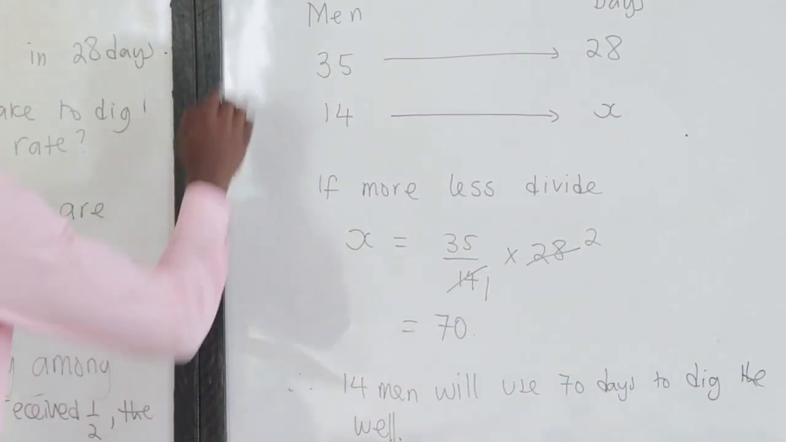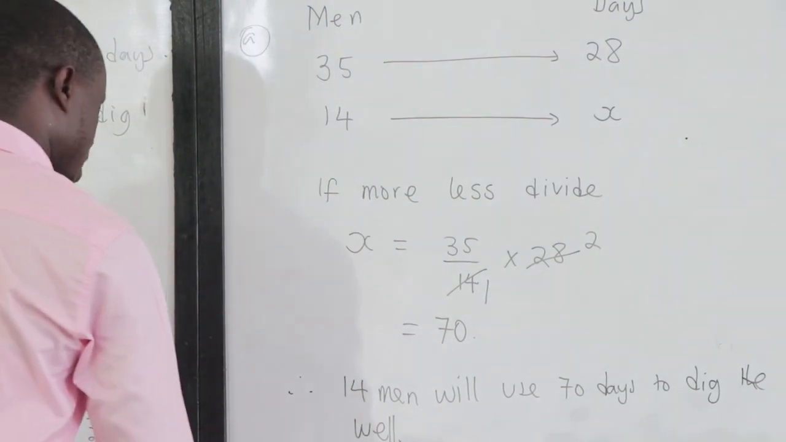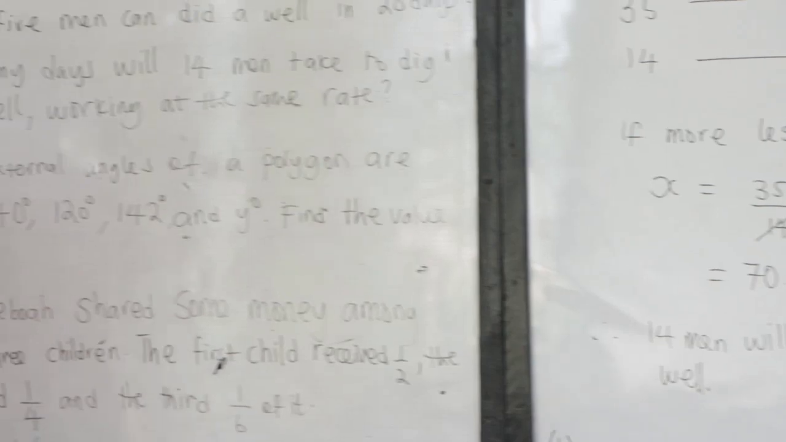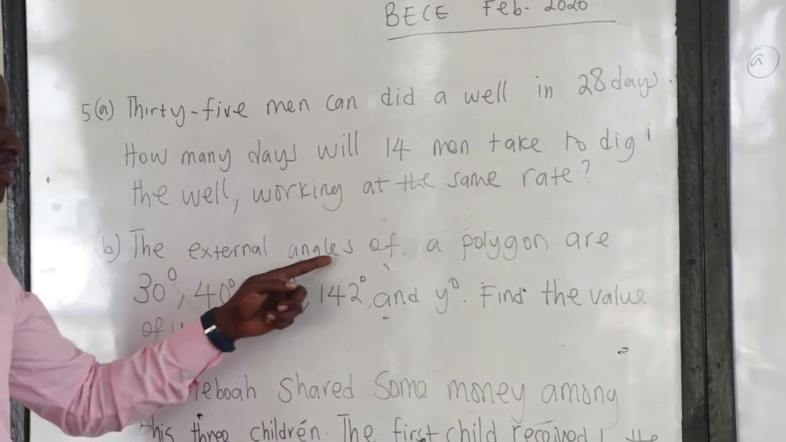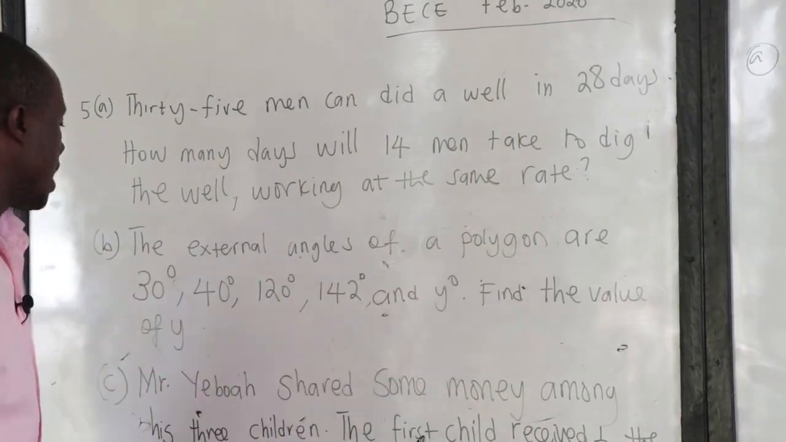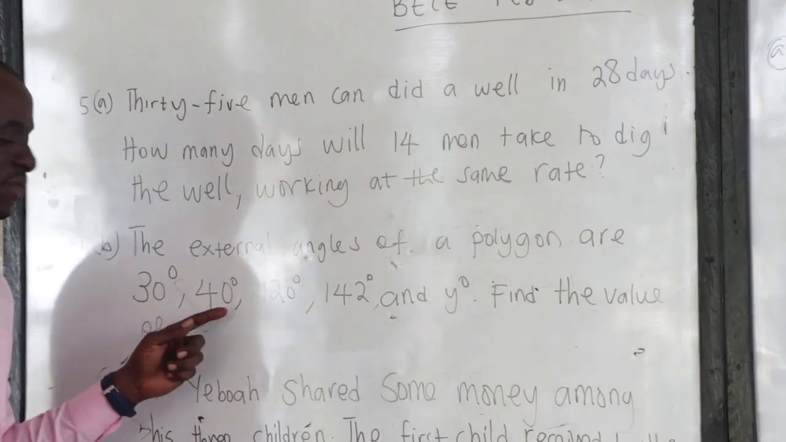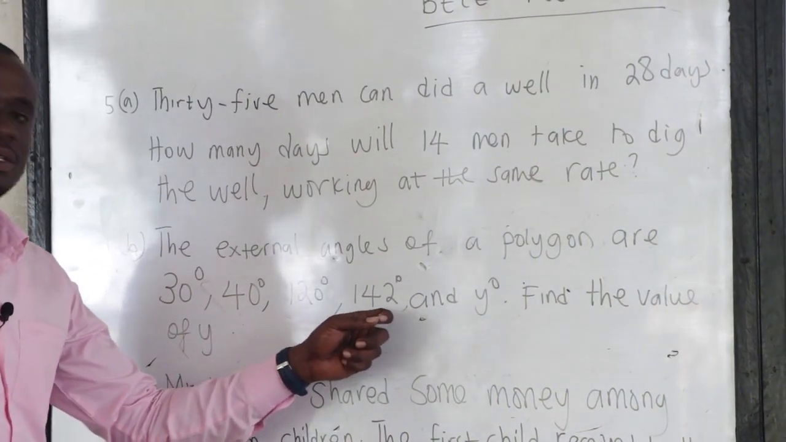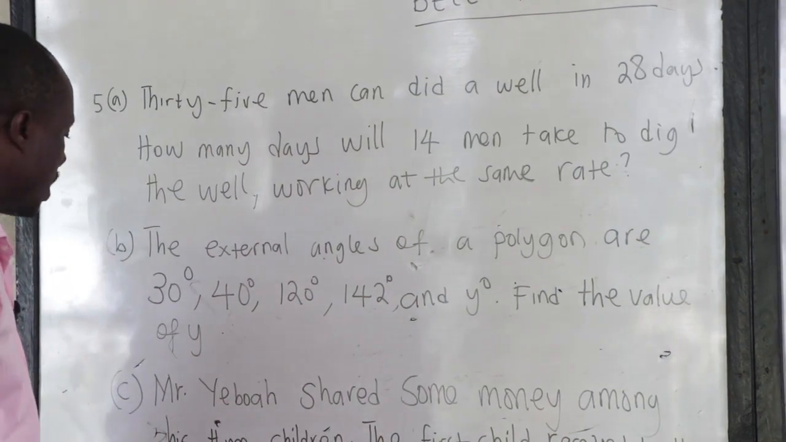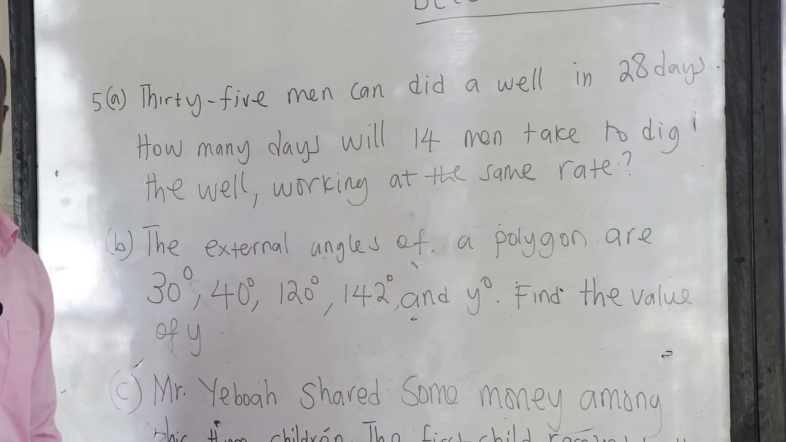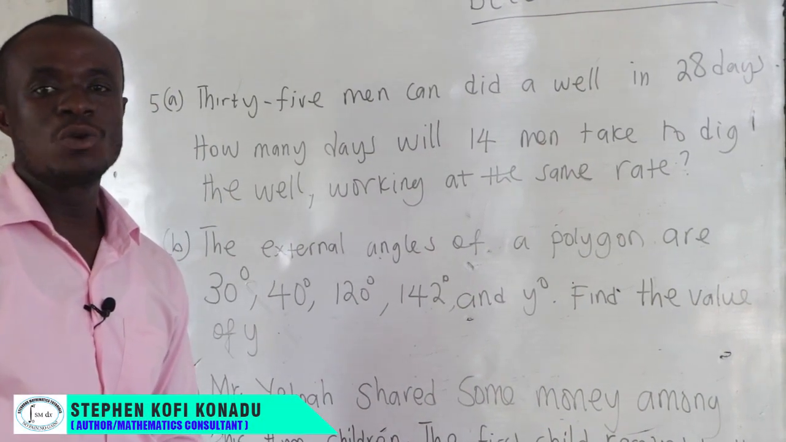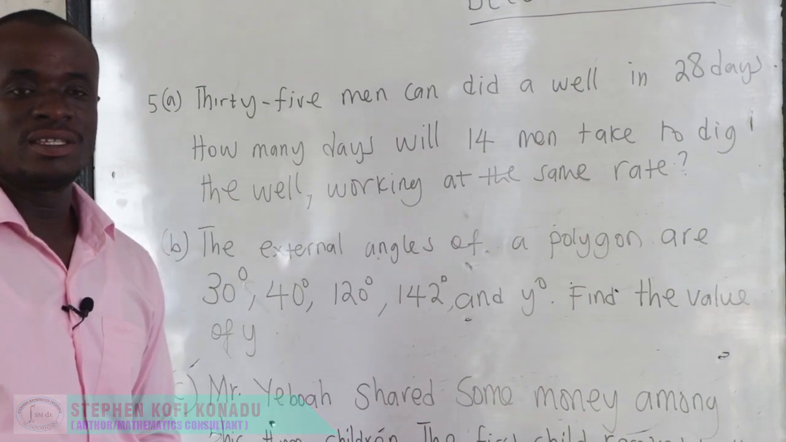Now, this is the A. Let's also see the B. What is question B saying? The external angles of a polygon are 30 degrees, 40 degrees, 120 degrees, 142 degrees, and y degrees. Find the value of y. Now, with the external angles of a polygon, when you add all of them, it should be equal to 360.